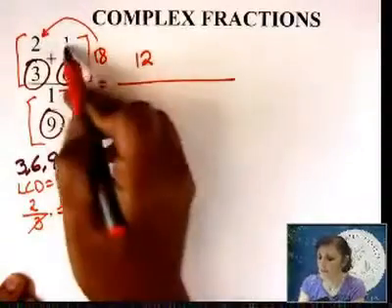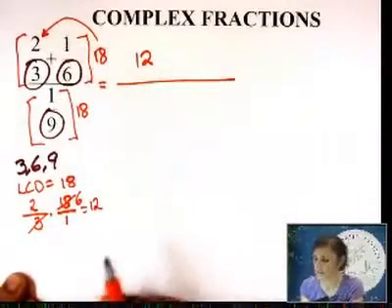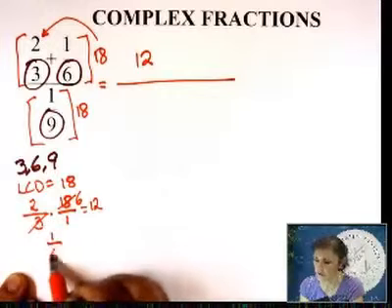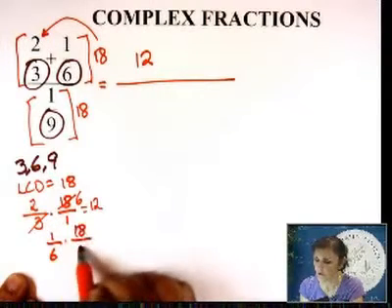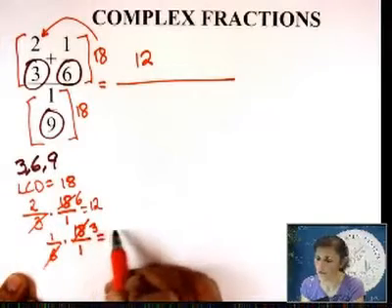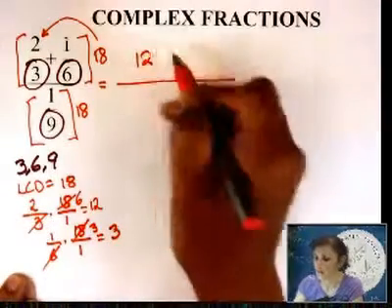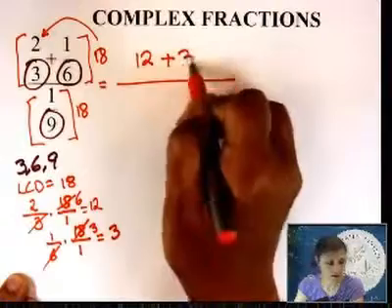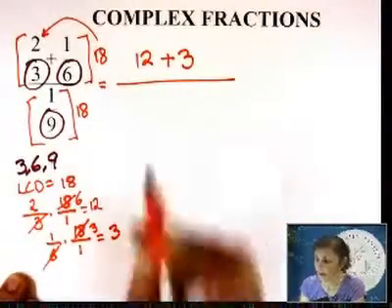Let's do the same thing with 1/6 and 18. What is 1/6 times 18 over 1? These two go, you'll end up with 3. 3 times 1, that's 3. 12 plus 3. How about at the bottom?